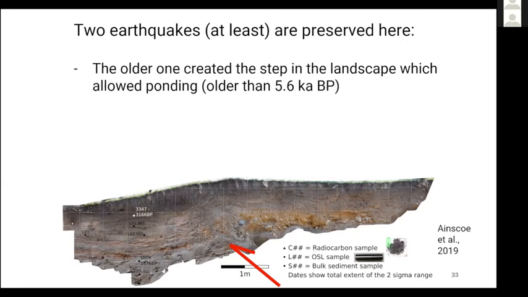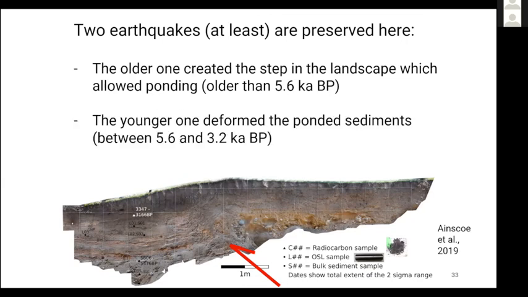It's the first thing. And then after that, what we found is that the fine-grained sediments that came in are deformed themselves. So you need a second earthquake to do that. You need the first one to dam it and to produce the sediment trap, and then you need a second earthquake to deform the sediments. And how did we date them?